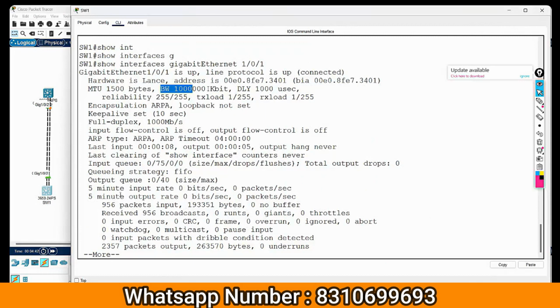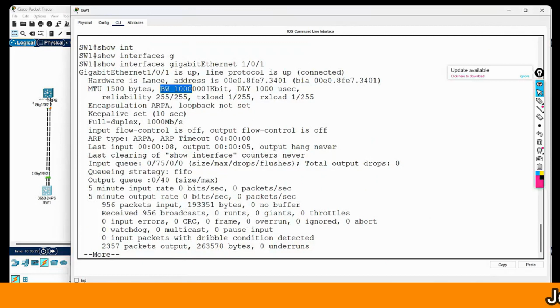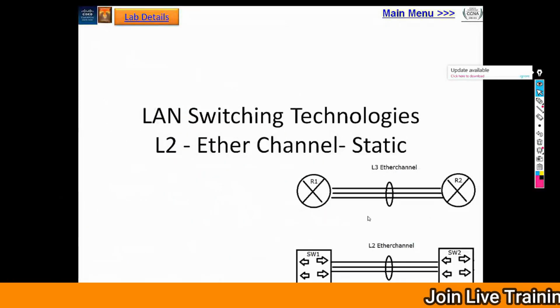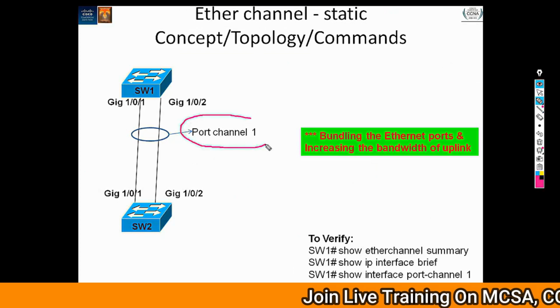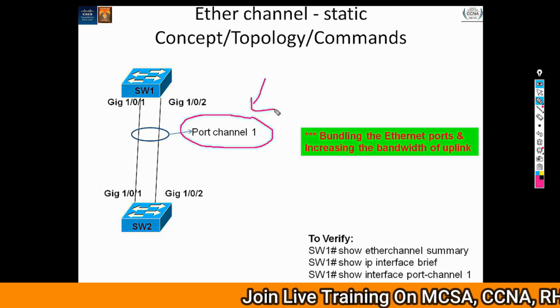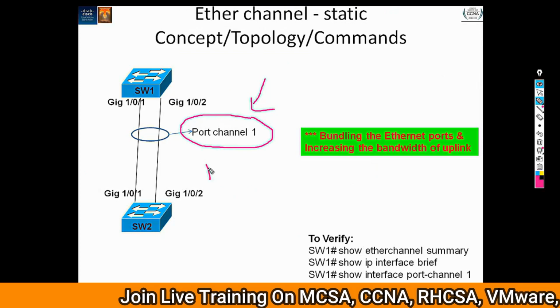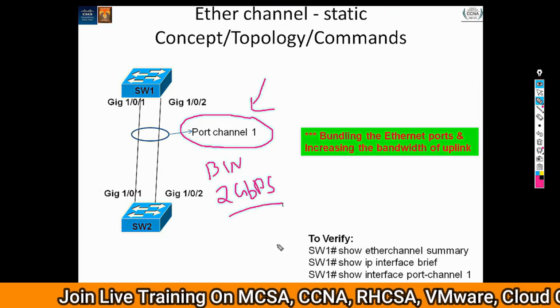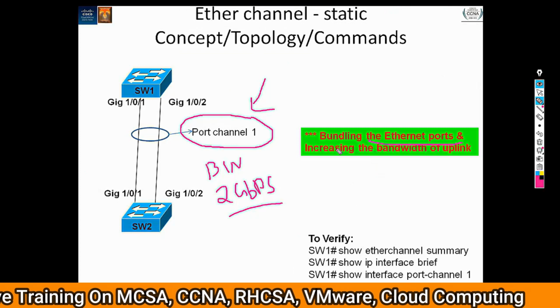I want 10 gig, or 2 gig, 3 gig. But if I put in one more cable, STP will again block it. If I put extra cables, will it give more bandwidth? No. STP will find there is a redundant link and block it. But I want more bandwidth between two switches, so bind these two interfaces and create one virtual interface. That is what EtherChannel does. It binds both interfaces and makes one virtual interface named port channel 1. If you check this interface, the bandwidth will be 2 Gbps. That is the purpose of EtherChannel: bundling Ethernet ports and increasing the bandwidth.